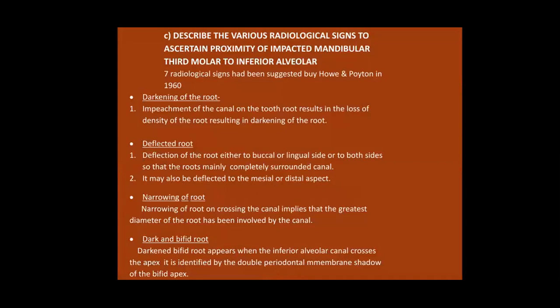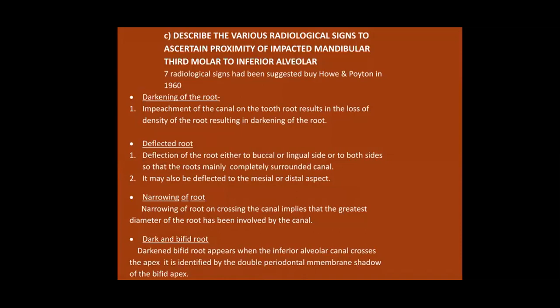So the darkening of roots: impingement of the canal on the tooth results in loss of density of the root, resulting in darkening of the root. Then the deflected root: deflection of the root either to the buccal or lingual side or both sides, so that the root is mainly completely surrounded by the canal. It may also be deflected to the mesial or distal aspect. Narrowing of root: narrowing of the root on crossing the canal implies that the greatest diameter of the root has been involved by the canal.